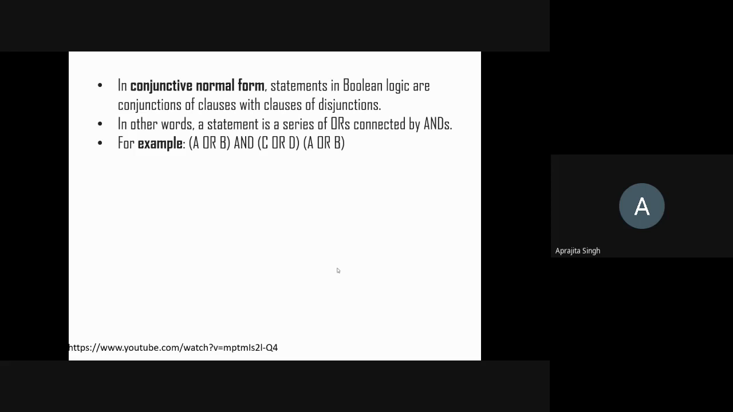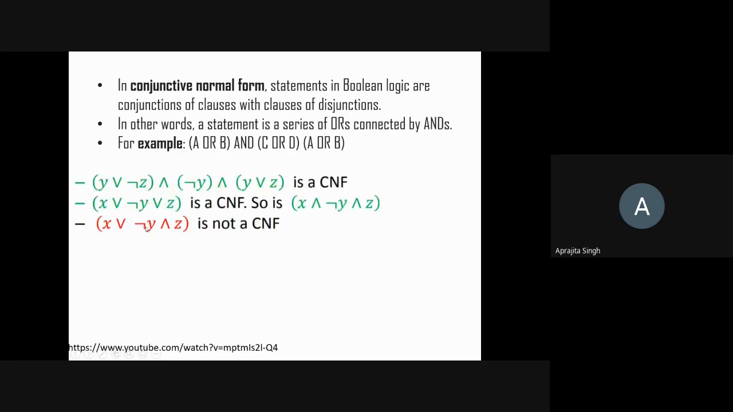Okay. So conjunctive normal forms are statements in Boolean logic that are conjunctions of clauses, where clauses are disjunctions. In other words, a statement is a series of ORs connected by ANDs. For example, in conjunctive normal form, A or B, and C or D, how have you combined them? You have combined them with AND. So that is called conjunctive normal form. Like these, there are three statements, and how have you combined them? With this AND. So this is what a conjunctive normal form is.